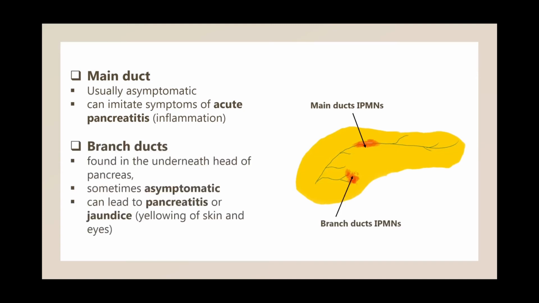Over here, you can see that branch ducts are typically found underneath the head of the pancreas. They are sometimes asymptomatic, and can also lead to acute pancreatitis or jaundice.